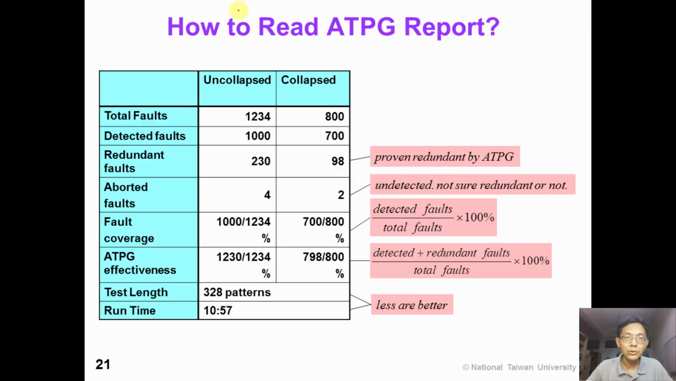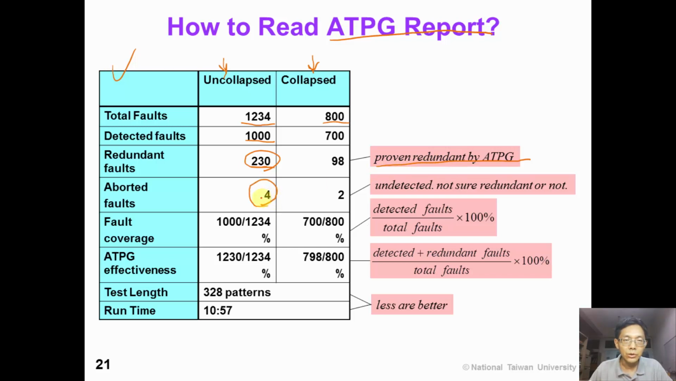So after ATPG, we will obtain a report. This slide shows an example of an ATPG report, and I will show you how to explain this report. This column shows the number of uncollapsed faults. On the right hand side, we show the number of collapsed faults. And ATPG will tell you the number of detected faults and the number of redundant faults. Those faults are proven to be redundant by the ATPG, so we know for sure they are untestable.